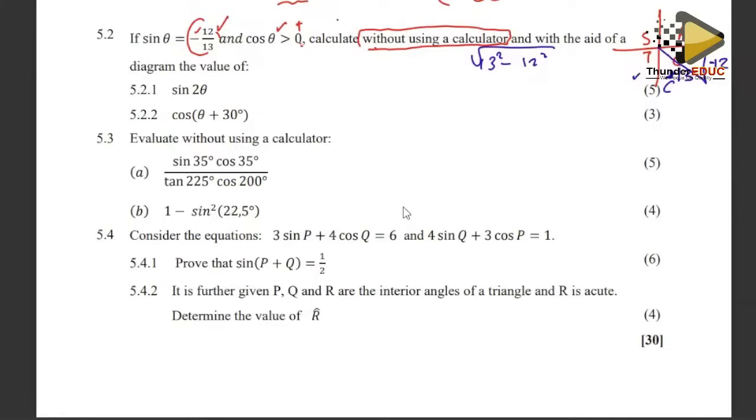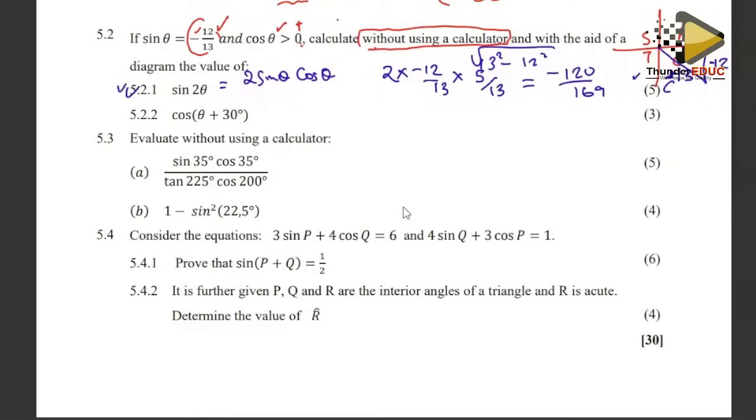They want us to find the sine 2 theta. So this is the same as 2 sine of theta, cos of theta. Let's now substitute. So it's going to be 2 times the sine, which is negative 12 over 13. The cos is 5 over 13. So this is a 10. So it's a negative 120 over 169. That is what I'm getting as my answer for 5.2.1.